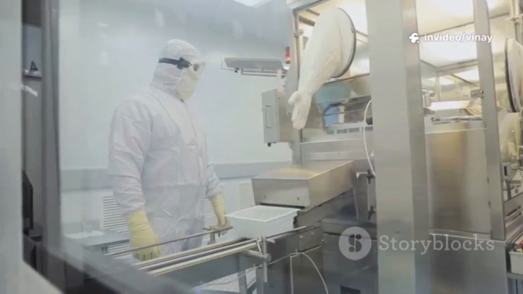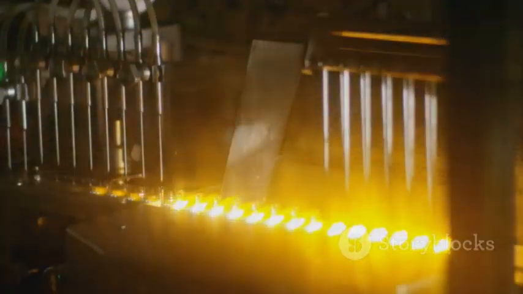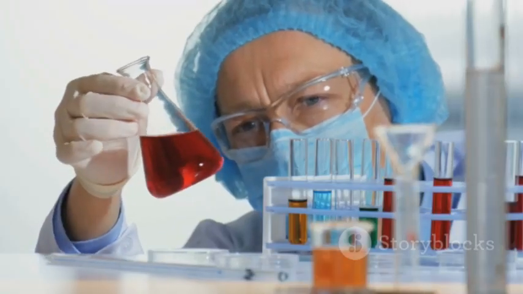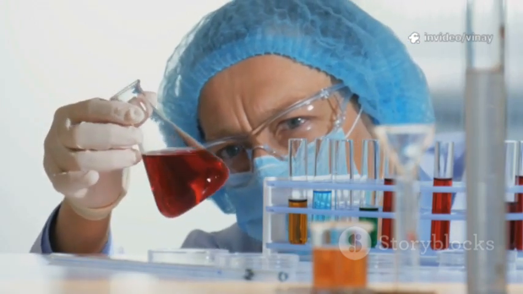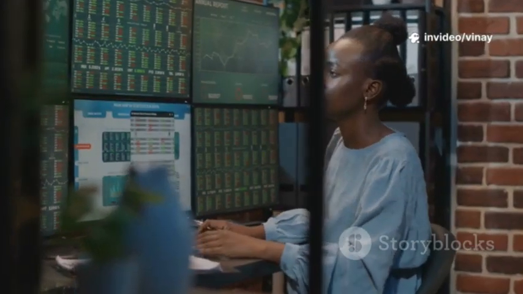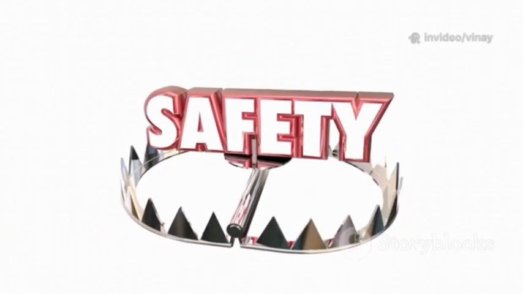What happens to the contaminated batch of medicine? In almost all cases, it will be destroyed. It is simply not worth the risk to try and fix a product that has failed such a critical safety test. The financial loss to the company can be significant, but it is a necessary cost of ensuring public safety.